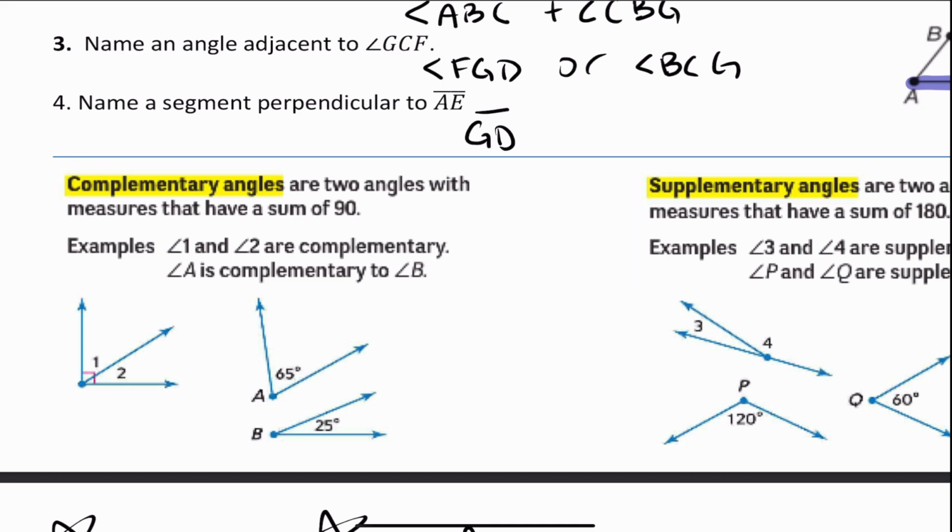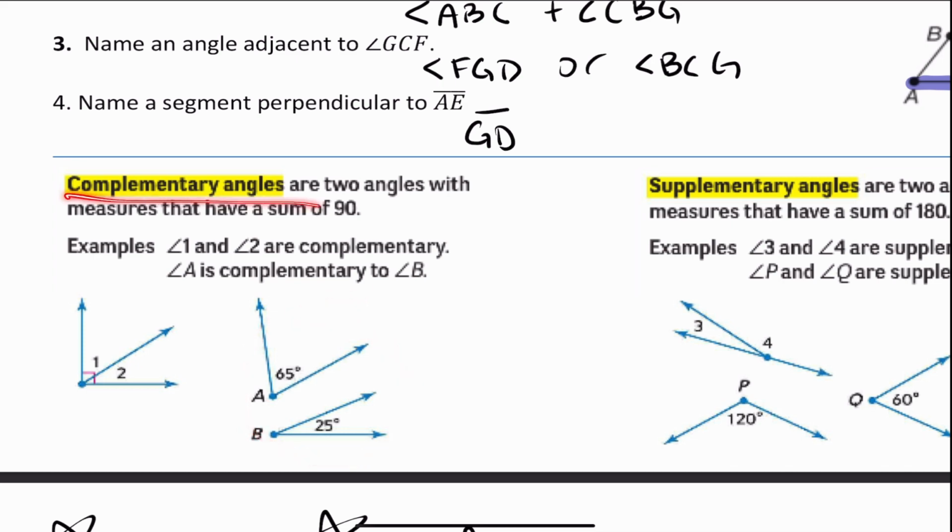Next vocabulary. Complementary angles are two angles with measures that have a sum of 90 degrees. Here's an example. We have angle 1, angle 2. These are stuck together. They're glued together. These angles they form a relationship. We say that angle 1 plus angle 2, they form that 90 degree angle right there. This is another example of complementary angles because, well, if I have this angle here separated from this angle here, well, this was 65 and this being 25. If I add those together, that's going to be 90 degrees.